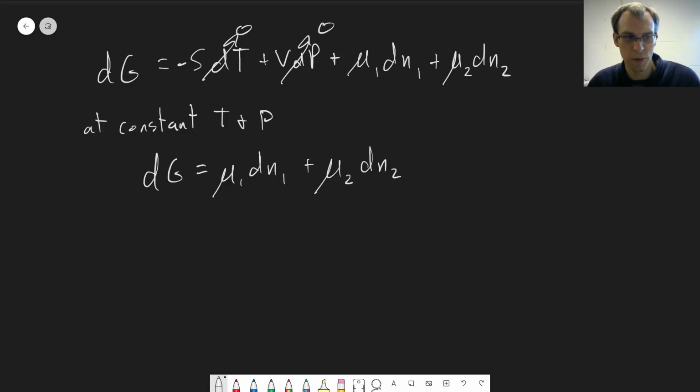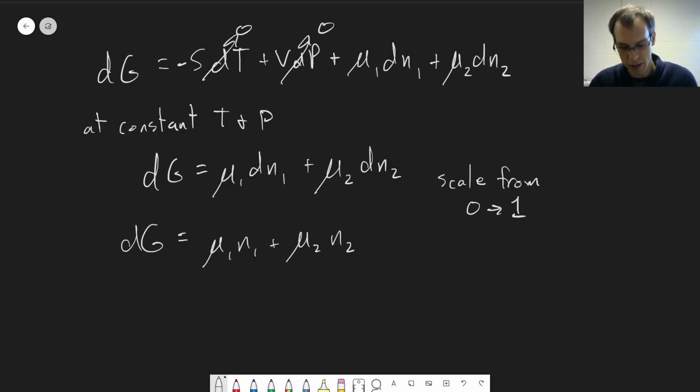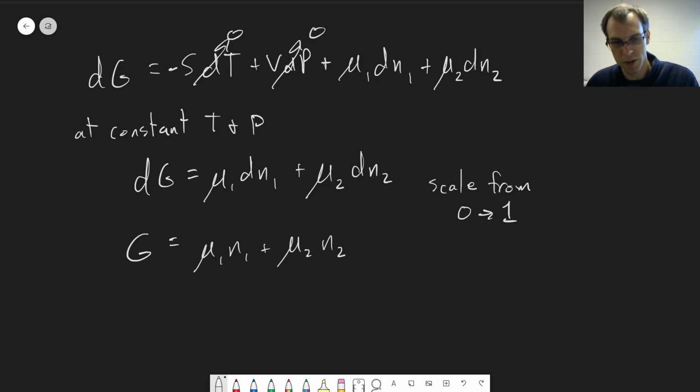Now we can integrate from 0 to 1 using a scale parameter to say that G is equal to mu1 N1 plus mu2 N2. We use a scale parameter because the fraction of N1 and N2 can vary between 0 and 1, so we integrate over that whole range. And that tells us that, sorry, this isn't dG, this is just G we've integrated. The Gibbs energy is equal to chemical potential 1 times the number of moles of 1, plus chemical potential 2 times the number of moles of 2.